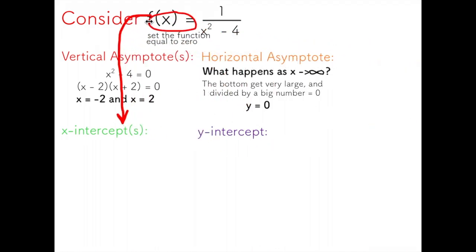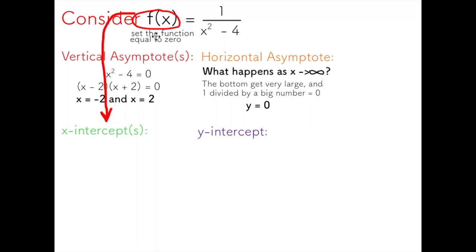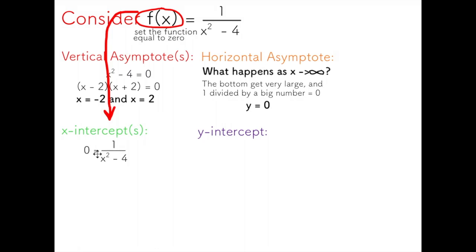To determine the x-intercept, or x-intercepts, I'm going to set the function equal to 0. So I'm going to replace f of x with 0. When I do that, you're going to see that I end up with 0 equals my function. I've got to multiply the denominator up to the other side in order to get x on top. But when I do that, I actually end up destroying my x term, and I have a statement 0 equals 1. We know that's nonsense, so we can conclude that there are no x-intercepts for this function.